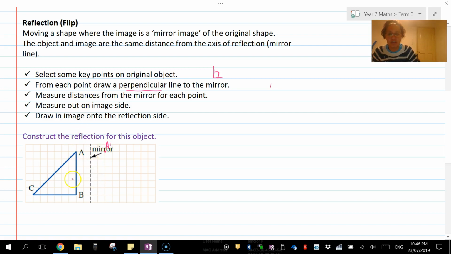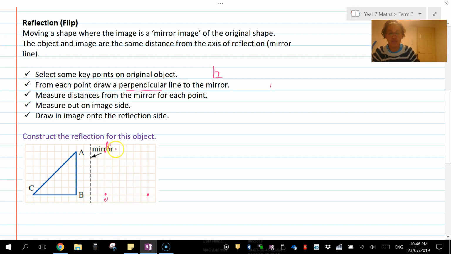And then I'm going to do the other one, B here. So again, 1, 2. And that's B dash. Now C here is 1, 2, 3, 4, 5, 6. And I'm going to measure that from the axis of reflection: 1, 2, 3, 4, 5, 6, 7, 8.